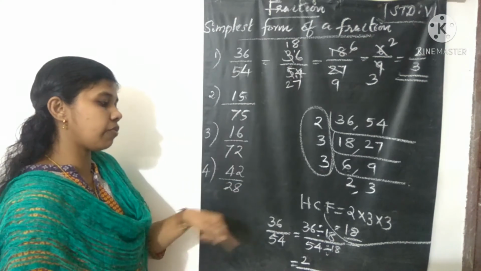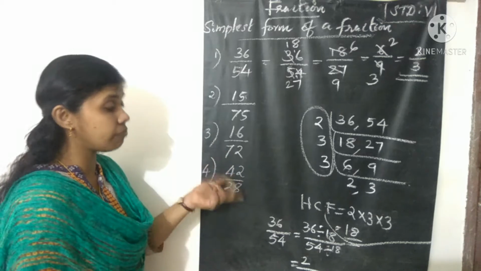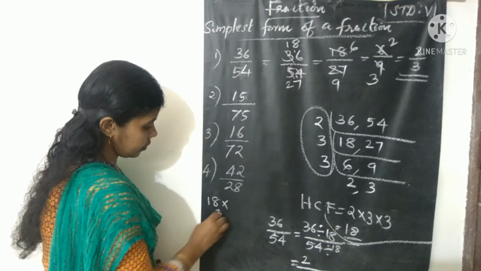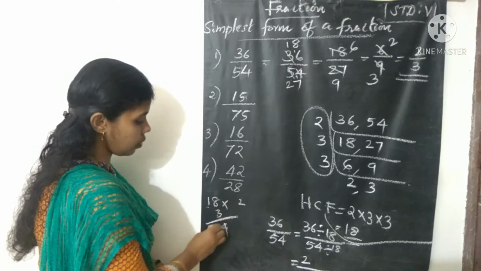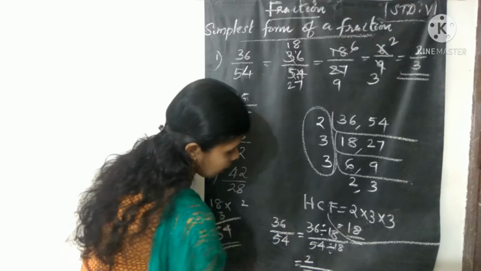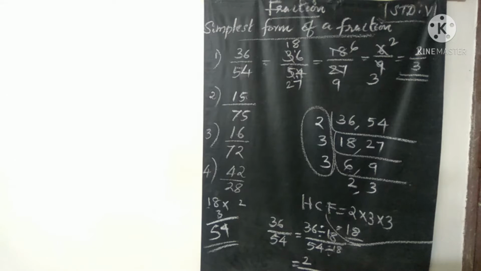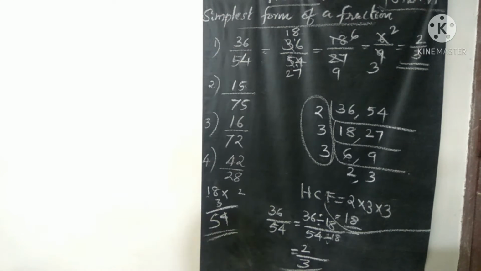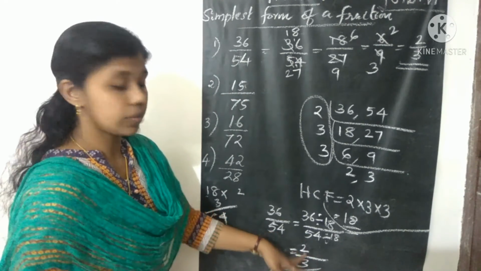Then how many 18s in 54? As 3 times. 18 into 3. 8 3's are 24. 2 balance. 1 into 3, 3. 3 plus 2, 5. It is 54. That means what? 3 18s is equal to 54. Okay. So our answer is what? We got 2 by 3.